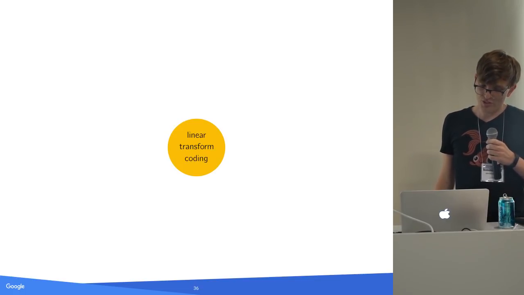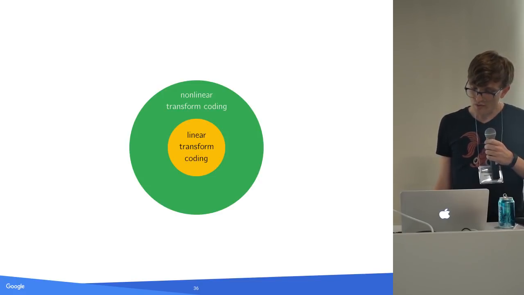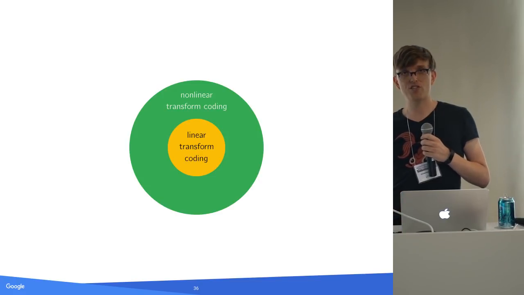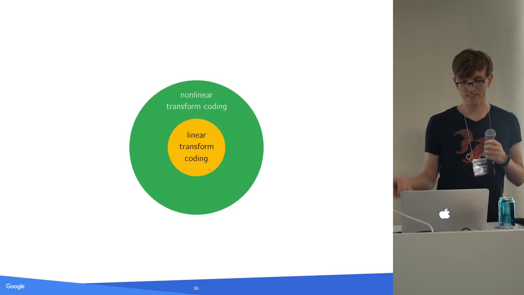Okay, so now we just generalized linear transform coding to nonlinear transforms. And what we'll see next is how we can generalize it even further to something that I call representation learning.